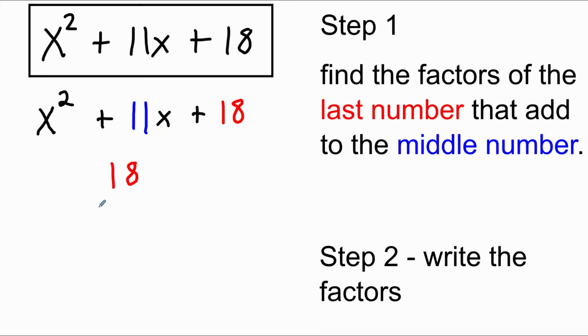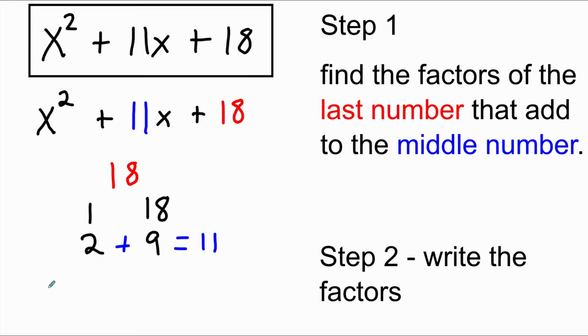Okay, so 18, I know 1 goes into 18 18 times. Does 2 go into 18? I believe 9 times. So 2 times 9 is 18. Wait, 2 plus 9 is also 11. So that's what we're looking for. We're looking for two numbers that multiply to 18, but also add to 11. Here, the two numbers that multiply to the final number and add to the middle number. Once you have that, move on to step 2.